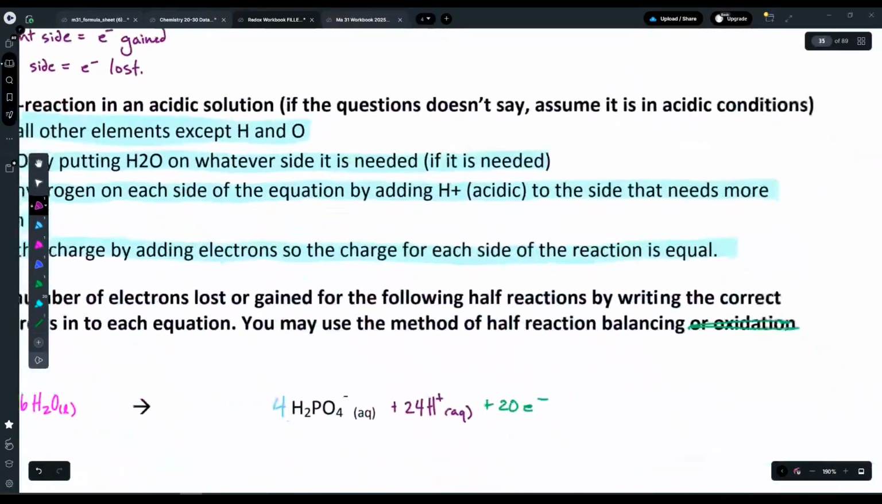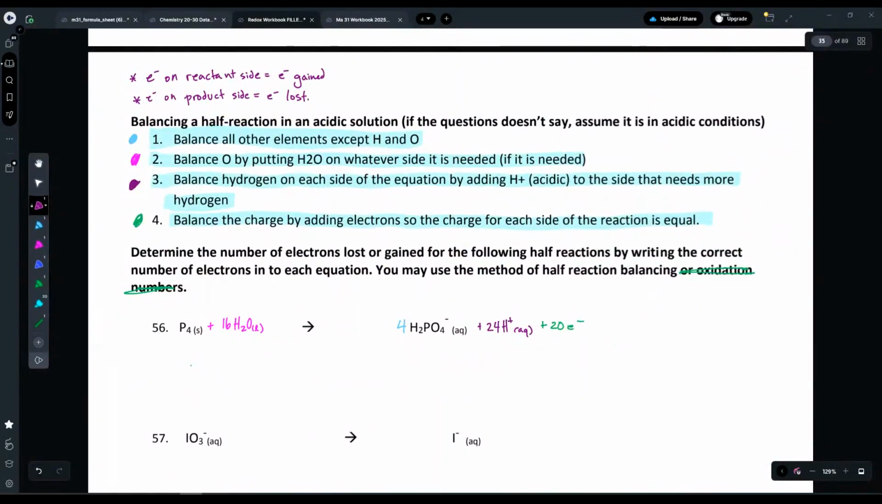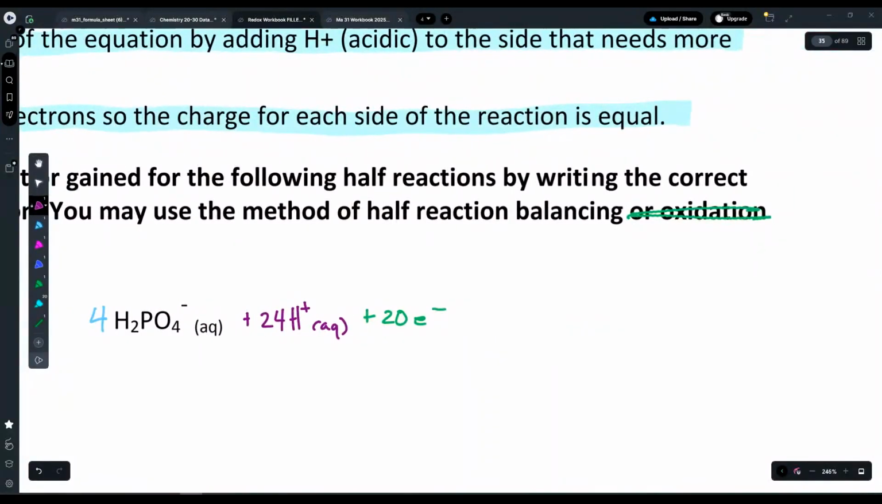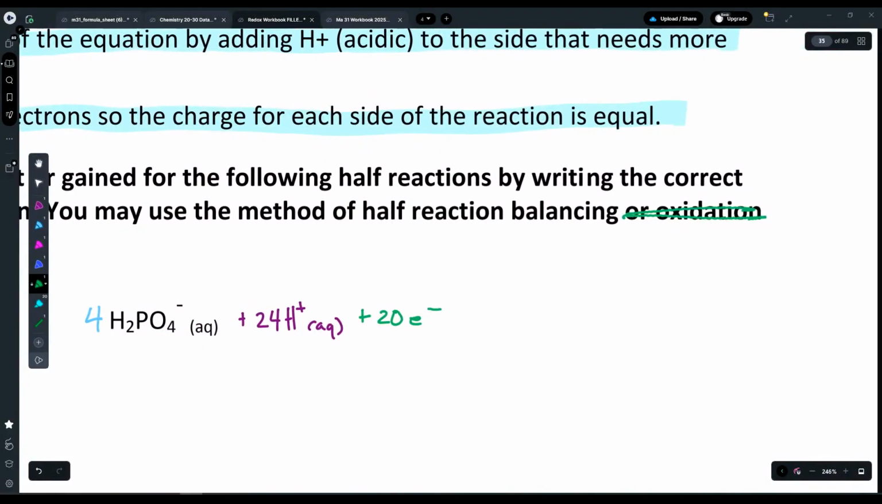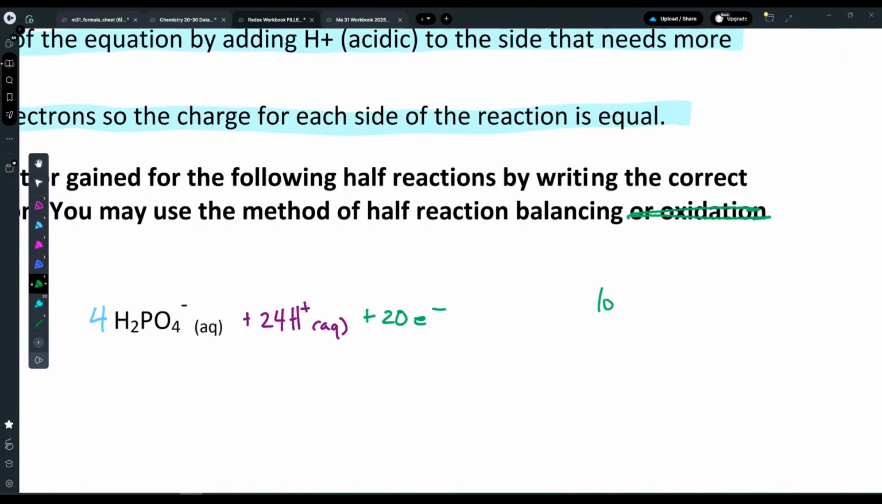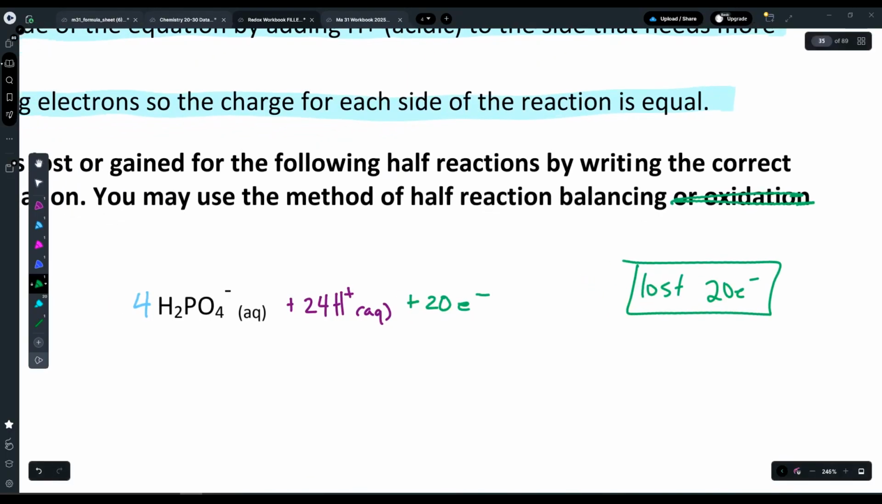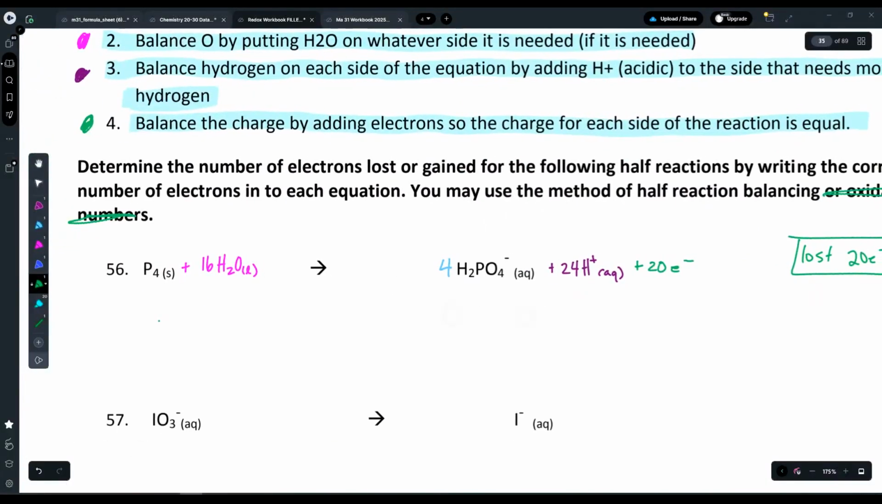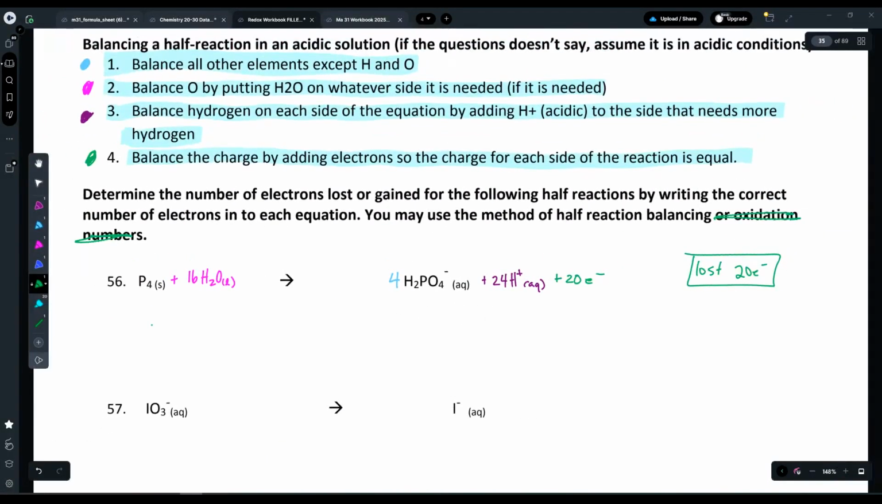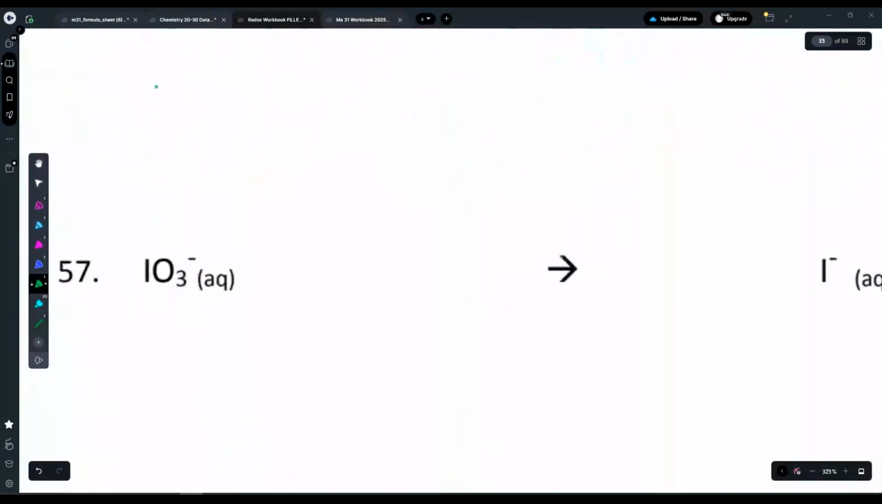Okay, so with this, because our electrons are on the product side, and because there's 20 of them, that means we lost 20 electrons. Okay, and that's it for this type of question. So I'll do one more example and then I'll be moving on here.